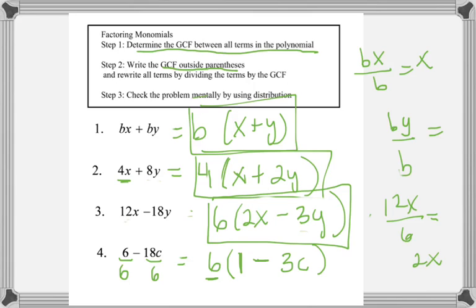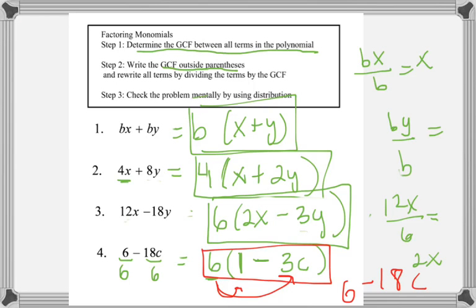So if we look at how this would distribute through, okay, so 6 times 1 is 6 minus 6 times 3c would be 18c, and we would get back what we had before. So this is the factored form of 6 minus 18c. Okay, again, a common mistake is to not write the 1 there. People will say, oh, if I take 6 away, I don't have anything remaining, so they'll put negative 3c there, but they'll forget that there's a 1 that you get when you divide 6 by 6.